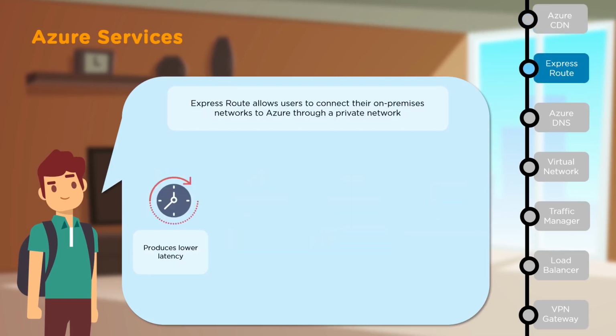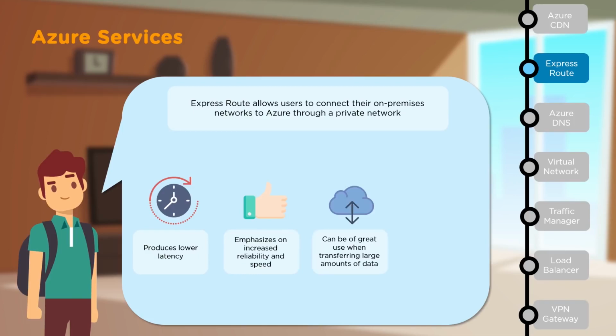Now with the content that's delivered, you can get advanced analytic data with which you can understand how customers are using your content. Next, we have ExpressRoute. With ExpressRoute, you can connect your on-premises network to Azure through a private network. Now, by default, this lowers latency, it increases the emphasis on reliability and speed, and it can be of great use when you have to transfer large amounts of data between networks. Another way this can be useful is if it's used to add compute or storage capacity to data centers.